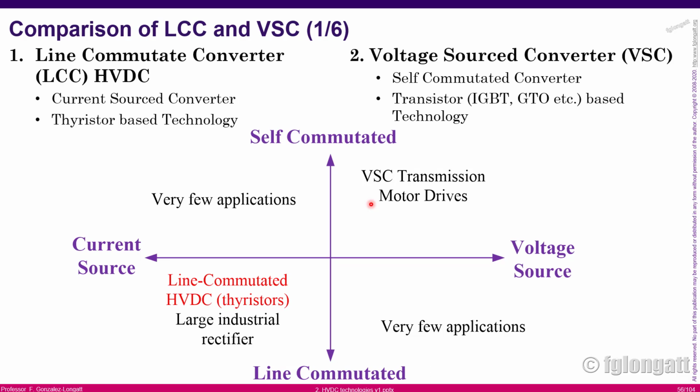What are the applications? The current source converters and the line commutated devices are used basically using thyristors for HVDC or for large industrial rectifiers, okay? However, the voltage source converter, that we can commutate when we wish, has been applied especially for motor drives for years, okay? And right now we start to use them for HVDC because they are extremely good, okay?